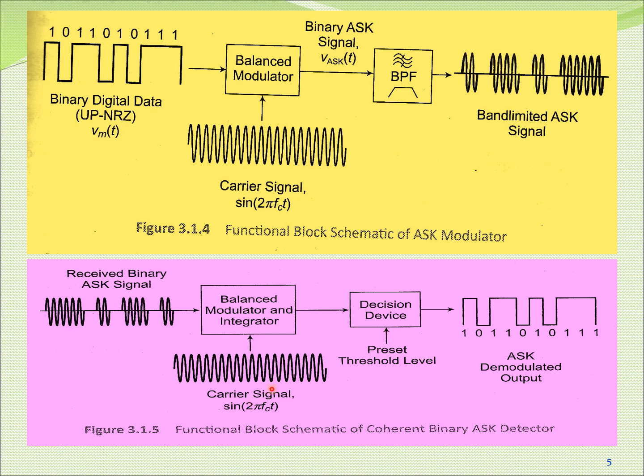Now, if we see the detector side, as we are seeing the coherent type, the same carrier signal will be used here. The input is the received binary ASK signal. Both are again demodulated, where the decision device is comparing with the threshold. If the input received signal is above the threshold, then it is taken as 1. If the received signal is below the threshold, it is taken as 0. So whatever input signal was given, the same is generated at the output. So it is a simple model.